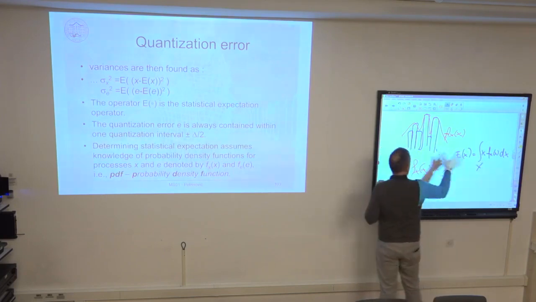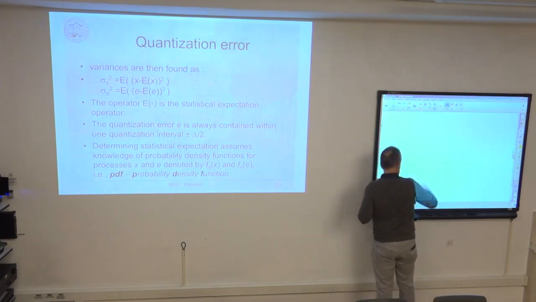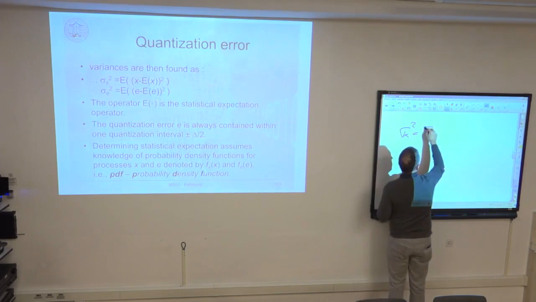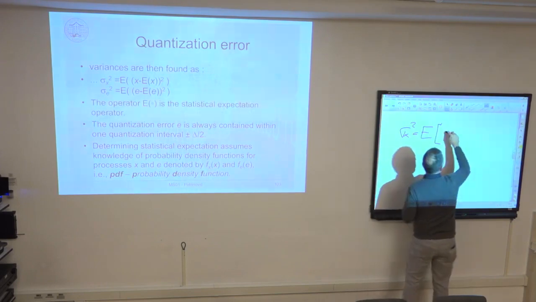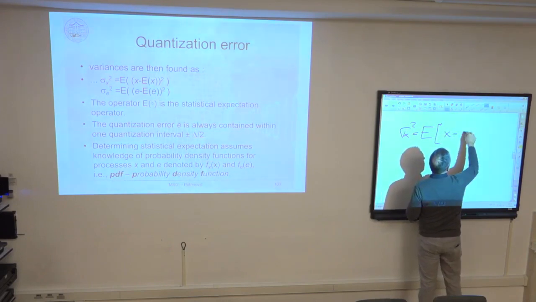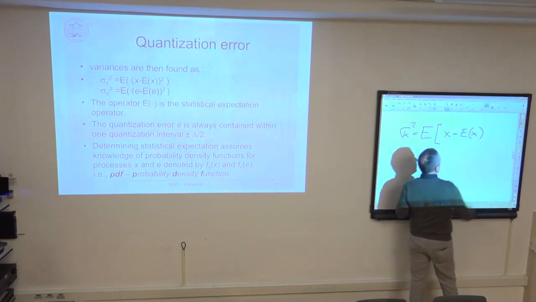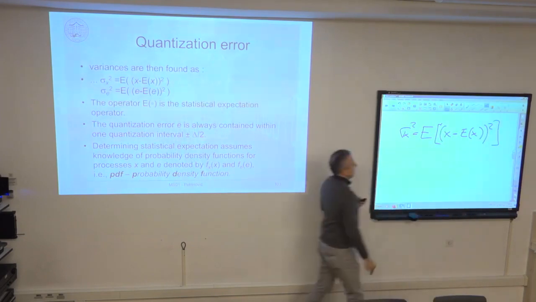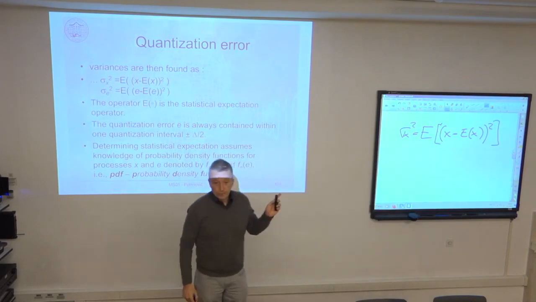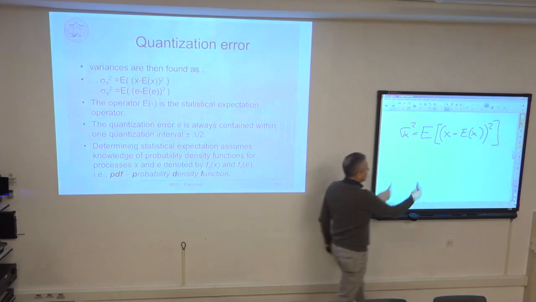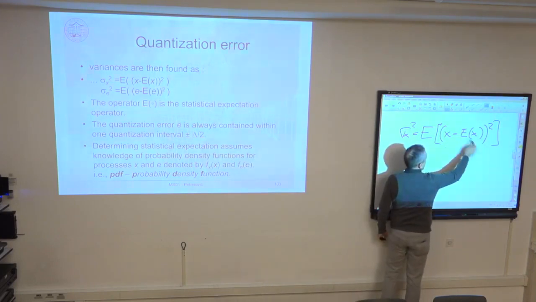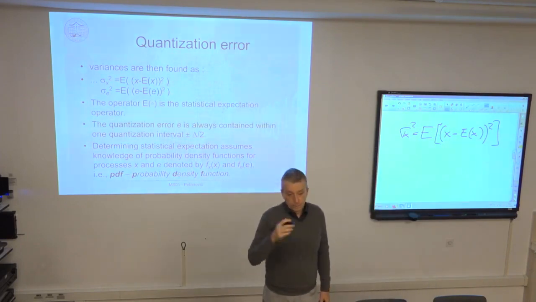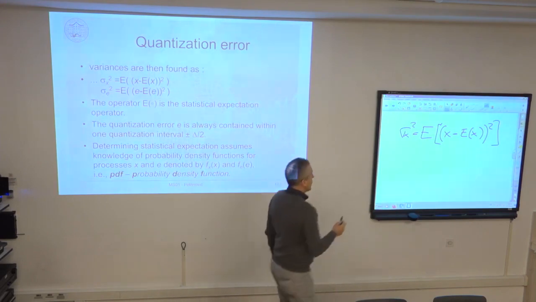So if I want to compute the actual variance, sigma x squared, what I have to do is find the expectation of what? The expectation of the random signal x with the bias removed, with the expected value removed, and then squared. This is what I have to do. So I take the random variable, remove its expected value, square this difference, and find again the expectation of this quadratic error. Okay? How can I do this?